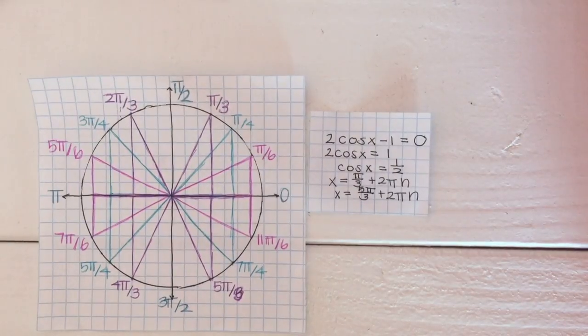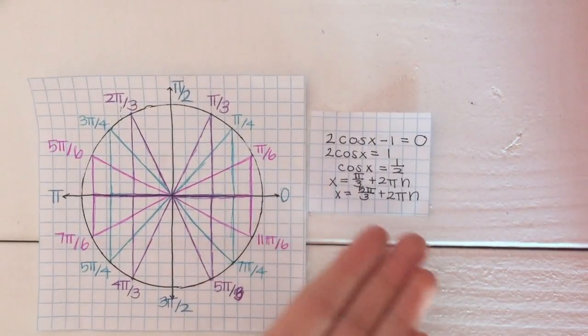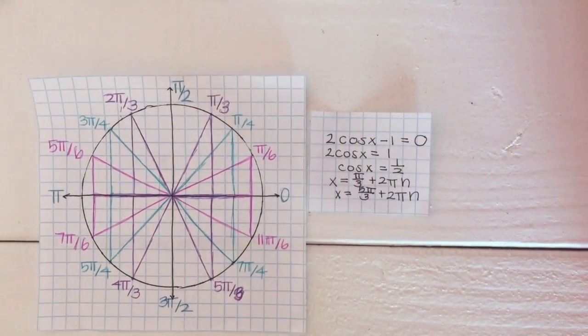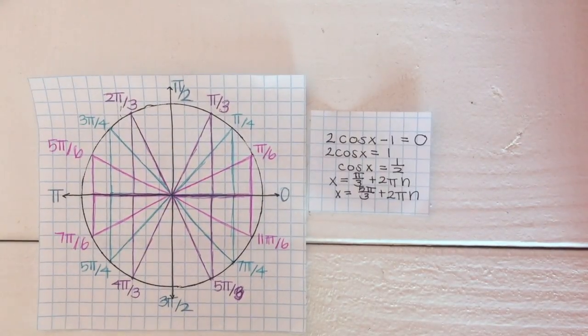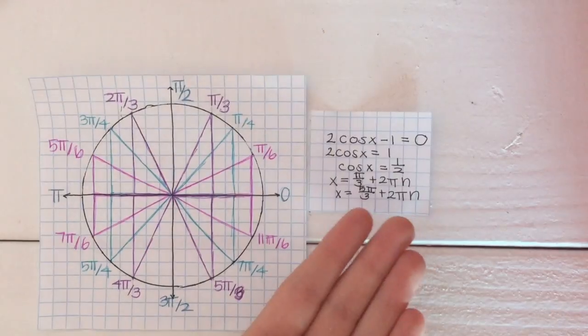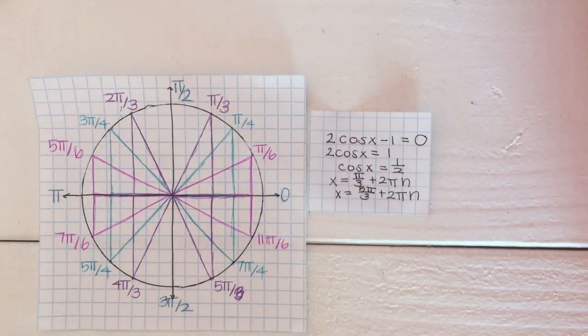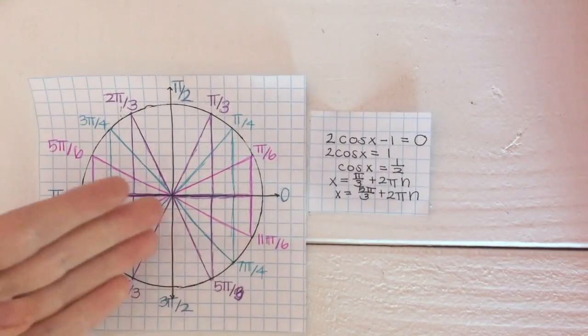And a big mistake with these is that you have to add 2 pi n if it doesn't specify that it's specifically from 0 to 2 pi, because this includes all answers that are outside of this unit circle.